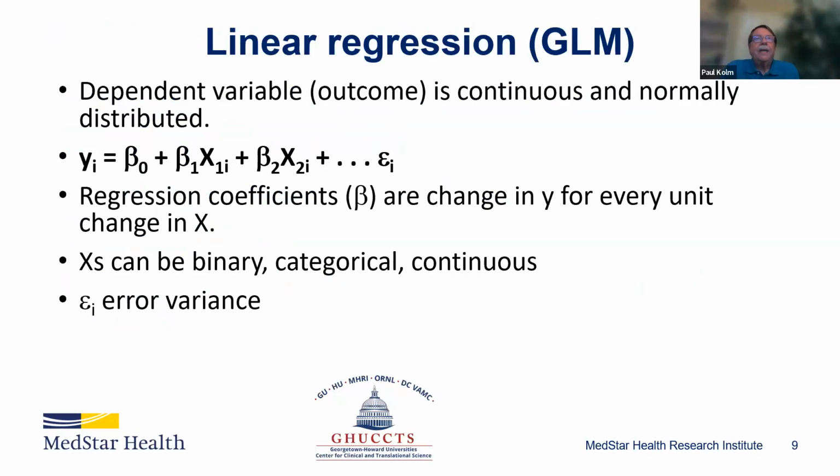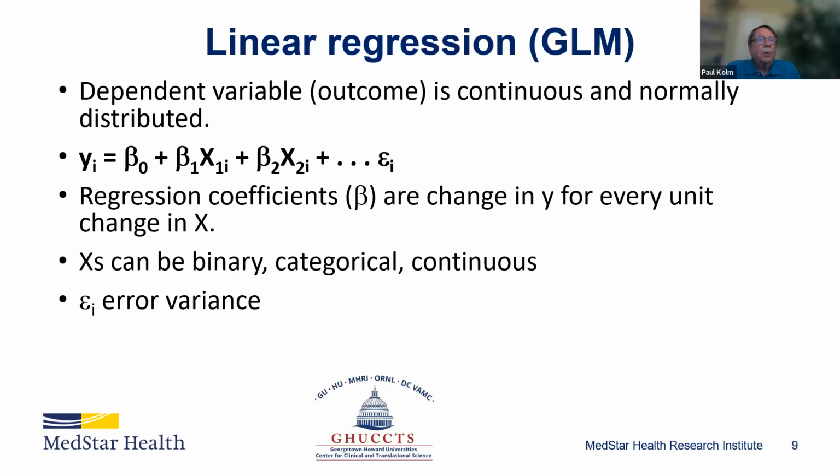So in linear regression, the dependent variable or the outcome is a continuous variable, and we assume that it's normally distributed. It has a normal distribution. And so we write our model as the outcome or the dependent variable is a function of beta sub 0, which we call the constant or the intercept term.